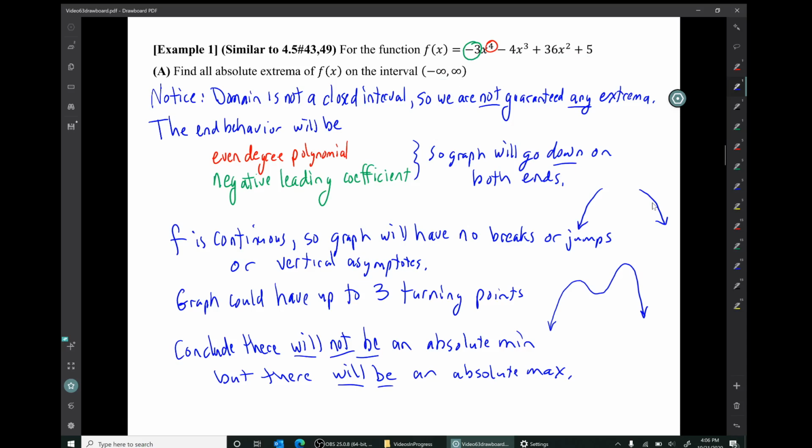So we know there won't be an absolute min, there will be an absolute max. Now we need to find them. We'll do that on the next page.